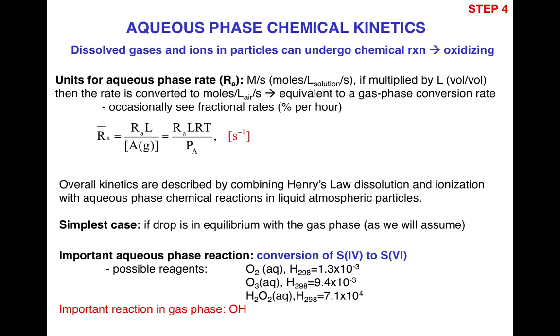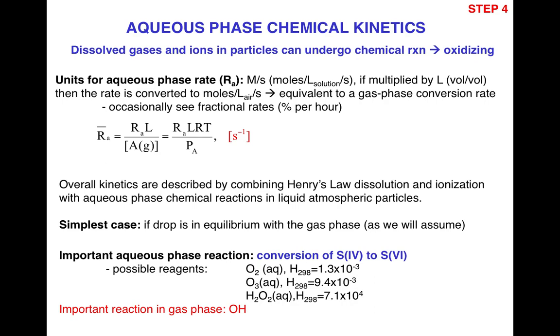So when we want to understand or describe the chemistry in the aqueous system, it's difficult because we're changing phase and the units are changing all the time. Units for an aqueous phase reaction rate are molar per second, or moles per liter in solution per second. If multiplied by L, the liquid water content of an air parcel, then we have to convert the rate to moles per liter of air per second. And sometimes you'll see this, and that's equivalent to a gas phase conversion rate.